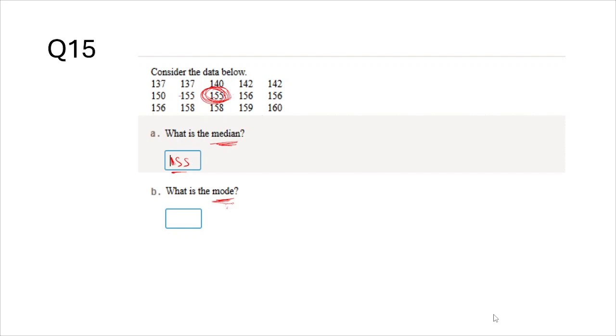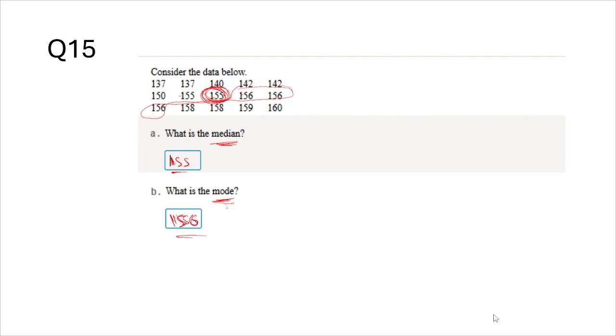156 is shown 3 times. 158, 2 times. 190, only 1 time. 160, 1 time. So I will choose the number which is shown most, which is 3 times. So the number is 156.